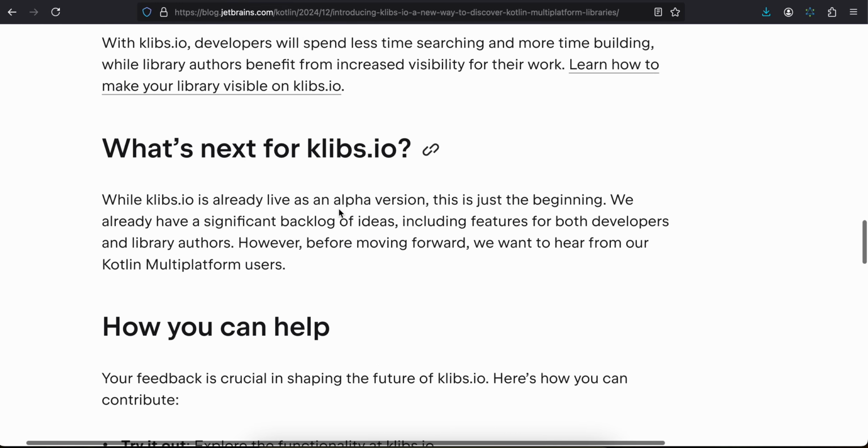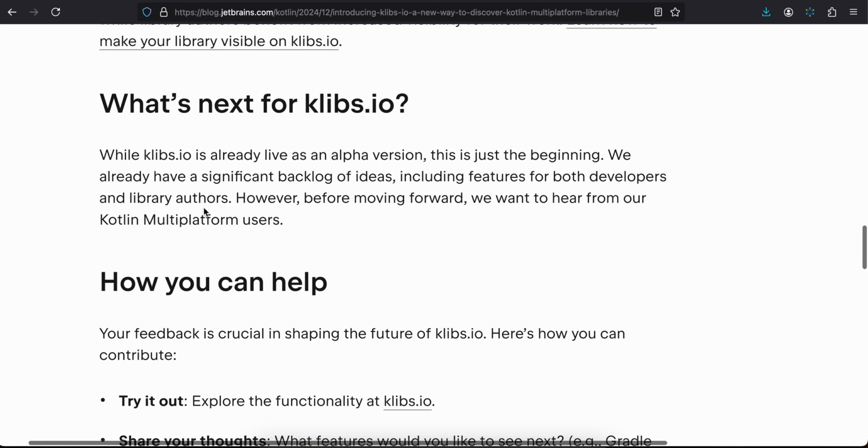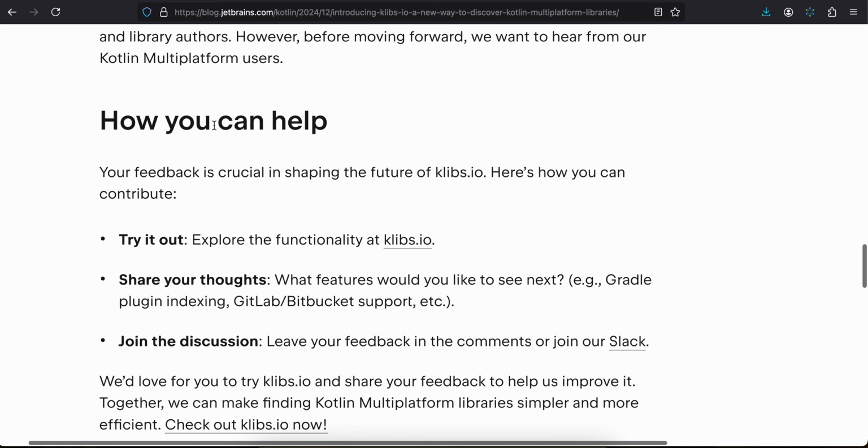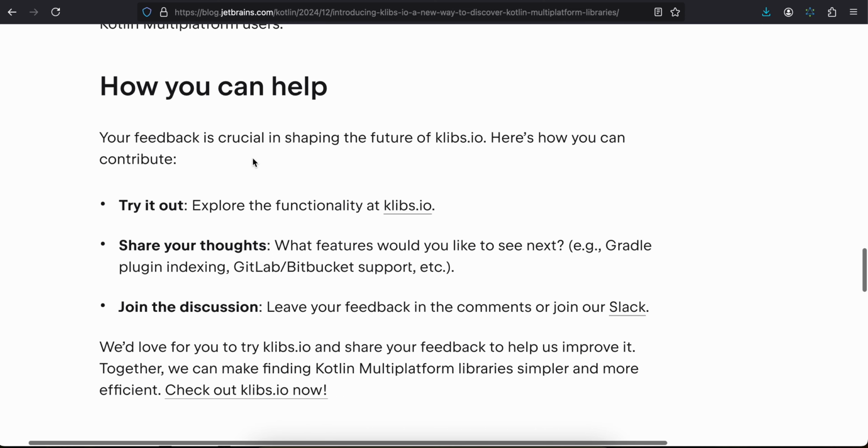What's next for klibs.io? While klibs.io is already live as an alpha version, this is just the beginning. We already have a significant backlog of ideas, including features for both developers and library authors. However, before moving forward, we want to hear from our Kotlin Multiplatform users. How can you help? Your feedback is crucial in shaping the future of klibs.io. Here's how you can contribute: try it out, share your thoughts, join the discussion.